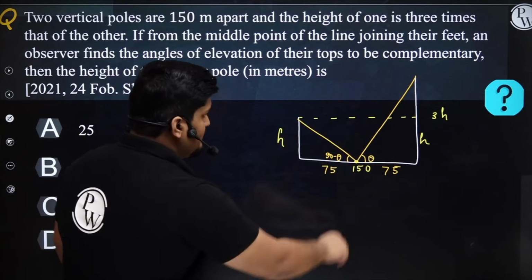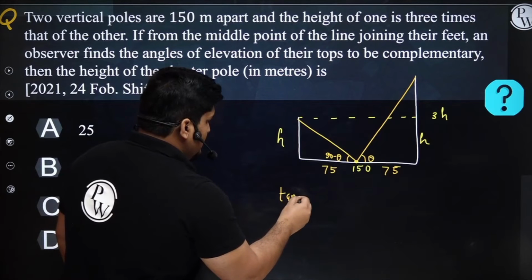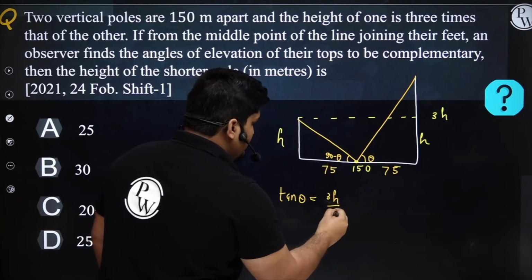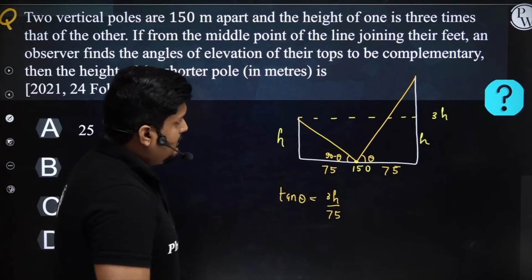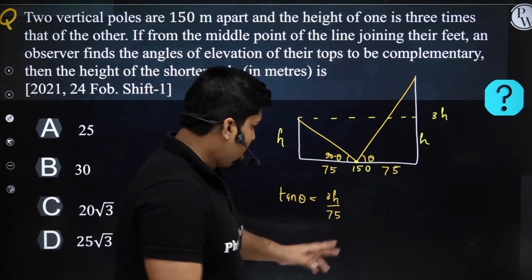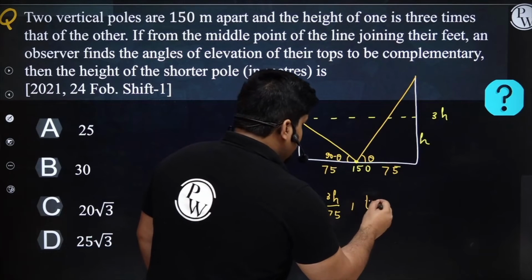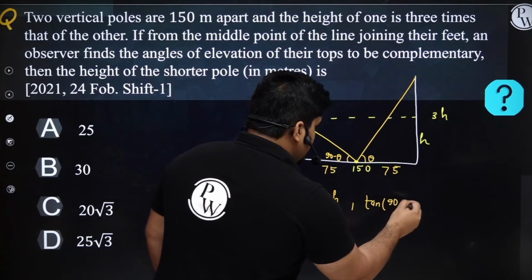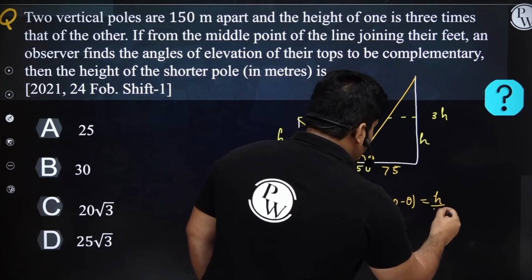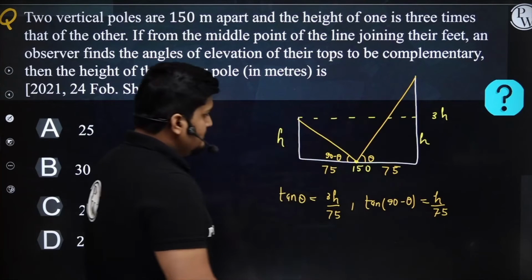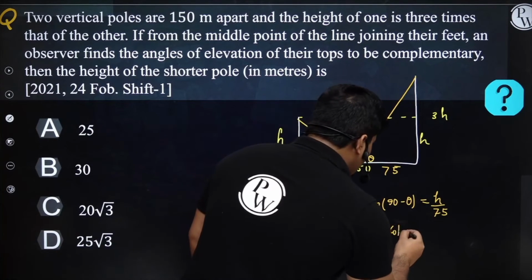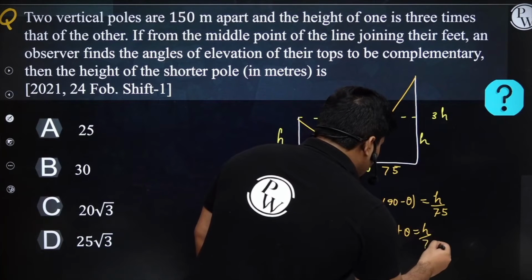So what is sine theta, guys? What is tan theta? Tan theta: length total is 3h, divided by 75. So tan theta is equal to perpendicular 3h, base 75. Now what is tan 90 minus theta? Guys, tan 90 minus theta is equal to how much? This is h upon 75. So tan 90 minus theta will be equal to cot theta. So cot theta is equal to h upon 75.